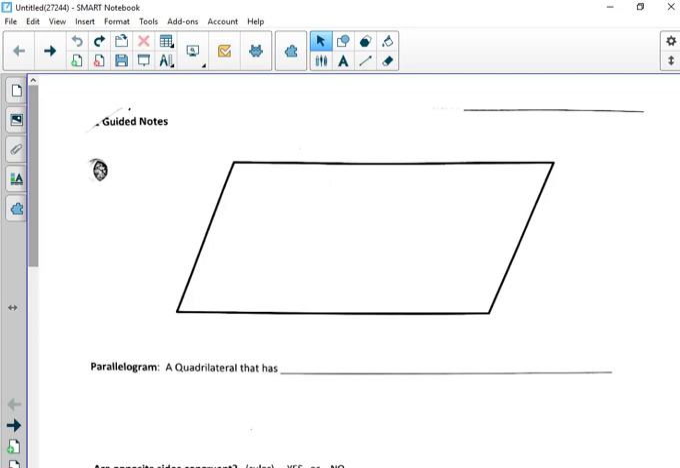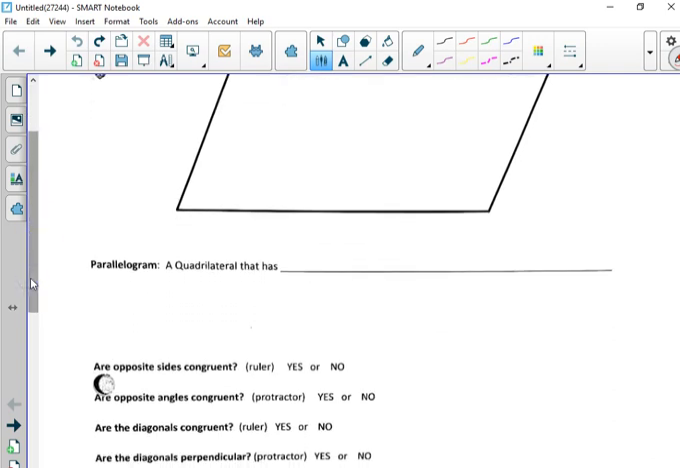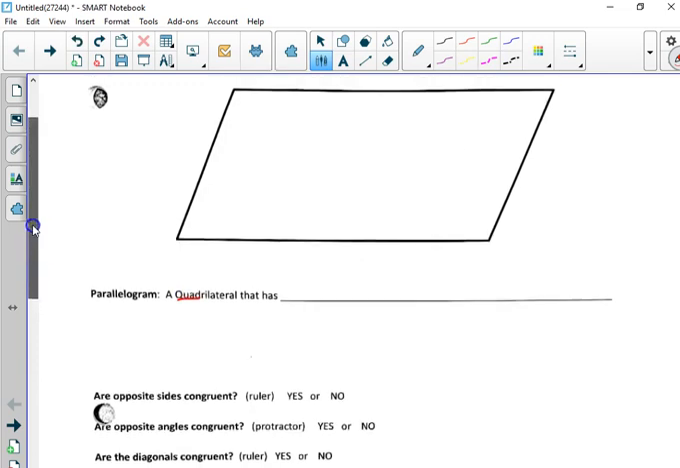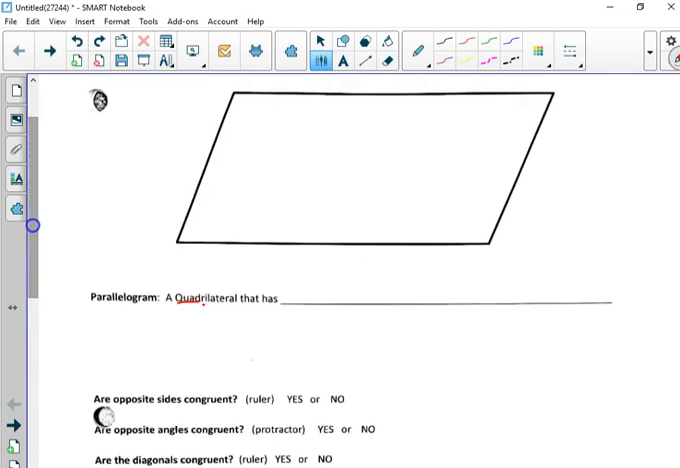Okay, new unit on quadrilaterals. So we're starting off with a parallelogram. A parallelogram, remember, quadrilateral, quad means four sides. Literally, because lateral means sides, so this literally means four sides. So a quadrilateral that has opposite sides parallel.